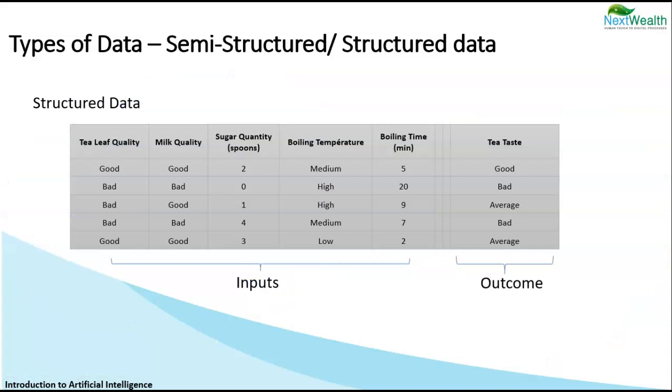Last but not the least, semi-structured and structured type of data. The tabular structure you see here is a classic example of structured data. This is data from our very own tea vending machine example. So everything, input and output, is defined, like tea leaf quality, milk quality, sugar, etc., and the tea taste. On the other hand, let us assume we want to collect data from the internet on a specific requirement. Here we'll have to look at multiple sources and pull the information of interest. This could be classified as a semi-structured type of data.